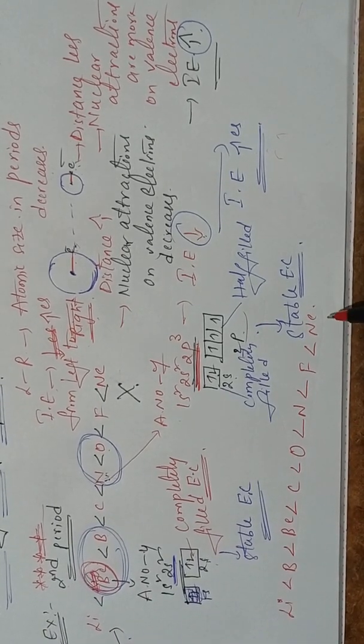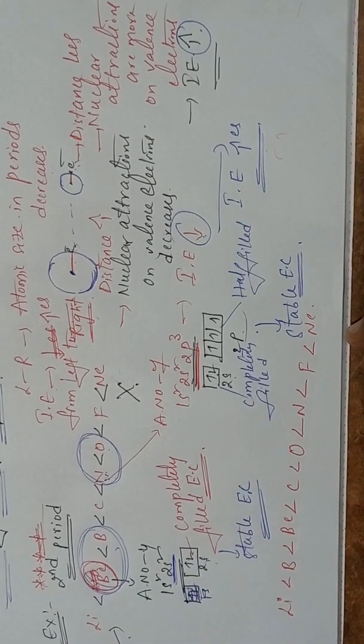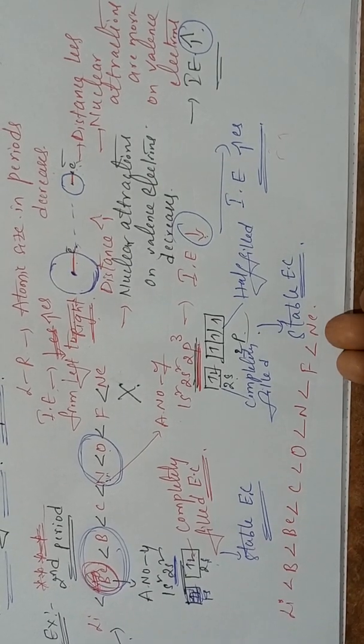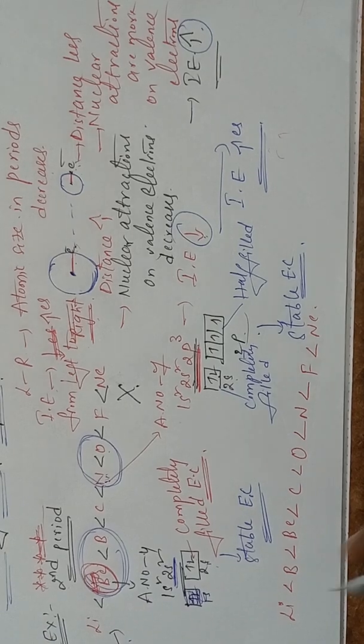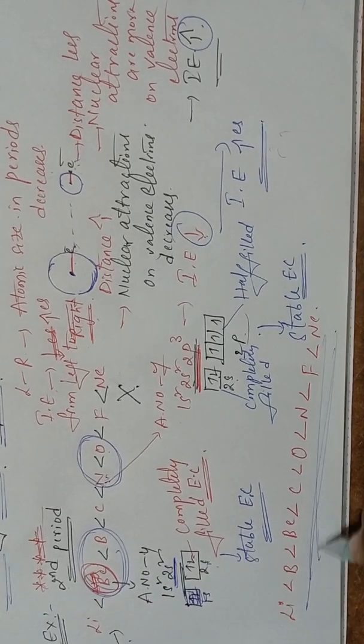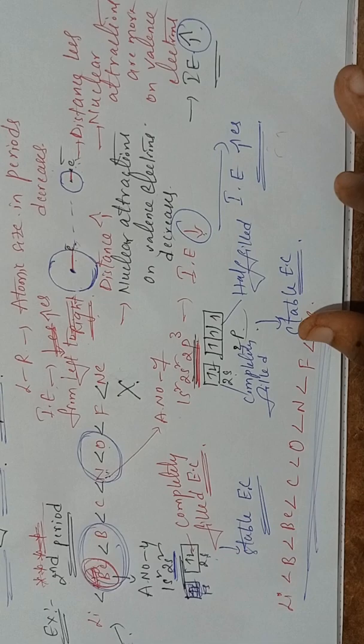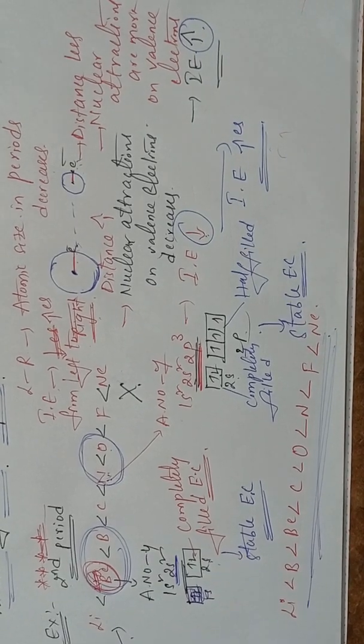Because neon is a noble gas element, a stable element, that is why it has the higher ionization energy. So this is the correct order. Are you clear? This is the correct order, students, in the case of second period elements.